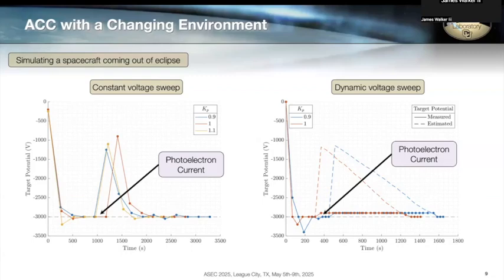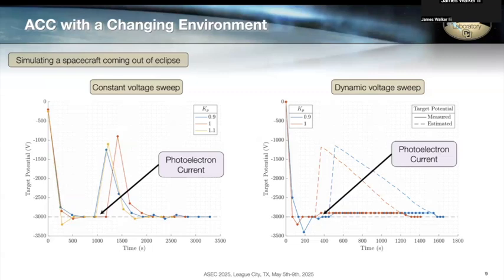So here we see that the dynamic voltage sweep is not able to accurately handle a changing environment. However, even with this inaccurate and inefficient control, we can still drive the potential back to our desired value, which is very interesting.